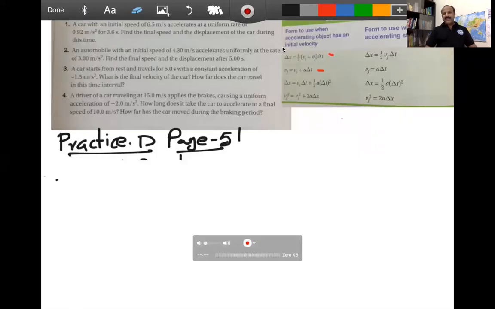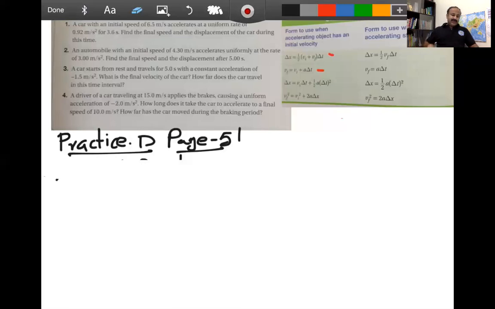Hi, welcome dear students. So today in this section, I'll be solving problems from velocity and displacement with a constant acceleration. And these problems are given on page number 51, practice D in your textbook. So now let's start with question number 2. Question number 1 we already solved.